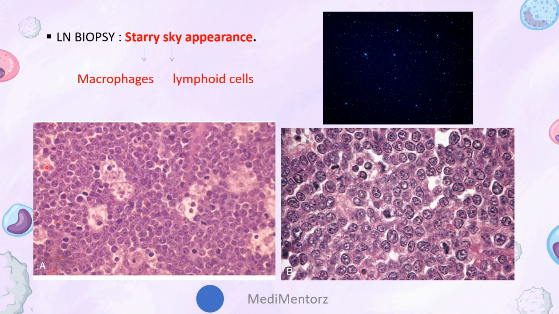Here you can see there are so many lymphoid cells. In between these lymphoid cells, we can see macrophages. So that's why they are calling it starry sky appearance. And just look over here. Here you can see there are so many lymphoid cells, but here you can see several white spots in the lymphoid cells. This is actually nothing but vacuolated cytoplasm containing fat. Okay, so this is an image of bone marrow aspirate, and this is an image of lymph node biopsy.